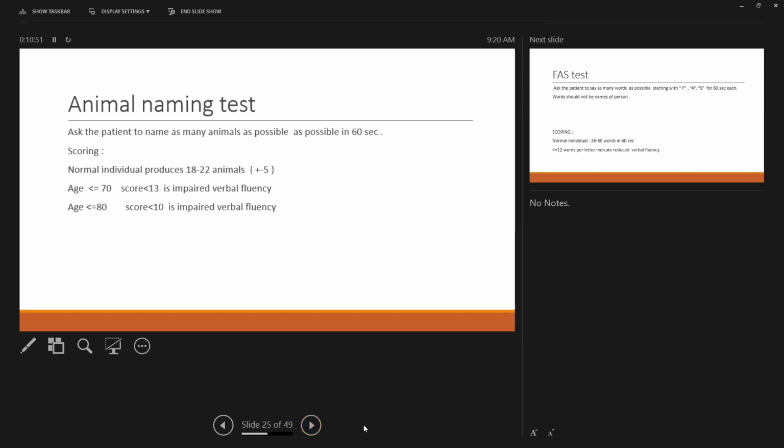the FAS test. In the animal naming test, we will ask the patient to name as many animals as possible in 60 seconds. A normal individual can produce around 18 to 22 animal names, plus or minus 5, in 60 seconds. In age less than 70, a score less than 13 is impaired fluency, and in age less than 80, a score less than 10 is considered impaired verbal fluency.